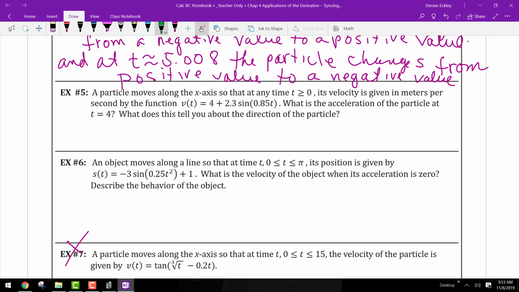Okay, number 5. A particle moves along the x-axis so that at any time t greater than or equal to 0, its velocity is given in meters per second. So now we do have units. V of t is equal to 4 plus 2.3 sine of 0.85 t. What is the acceleration of the particle at t equals 4? What does this tell you about the direction of the particle? Okay, so what we want is v prime of 4.